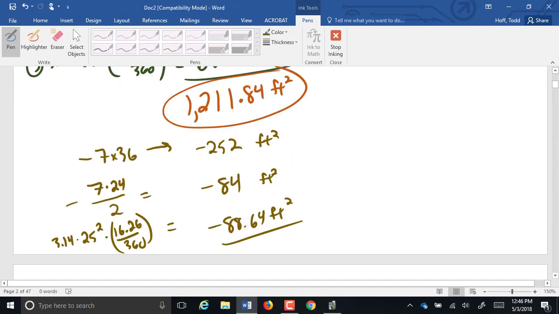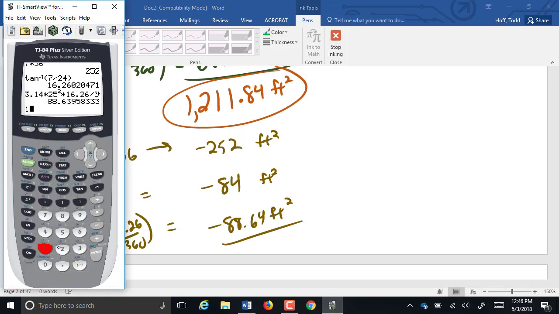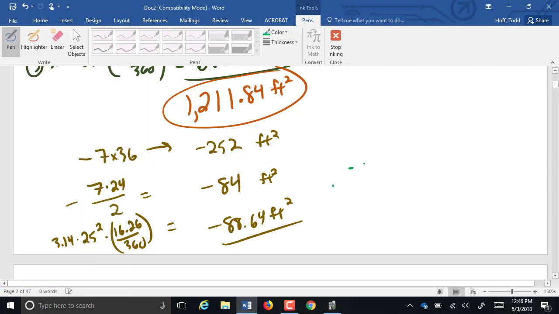So let's just, I'm going to cheat and punch this in. So 1211.84 minus 252 minus 84 minus 88.64. We get 787.2 square feet. That is our area.